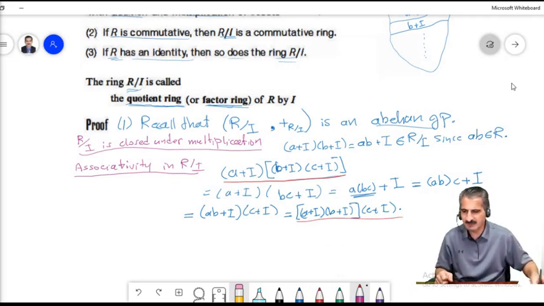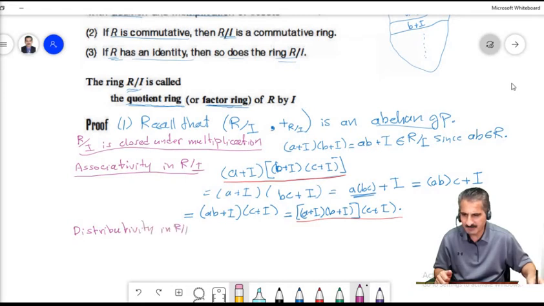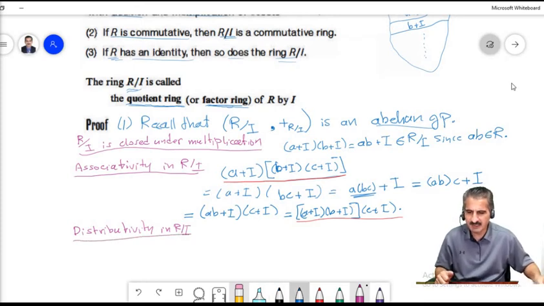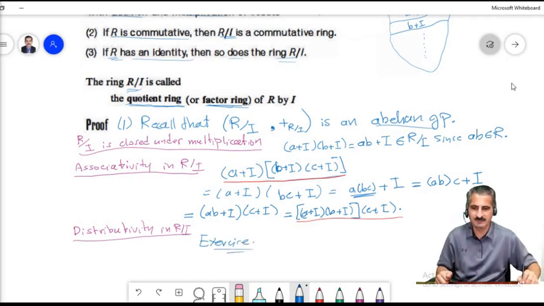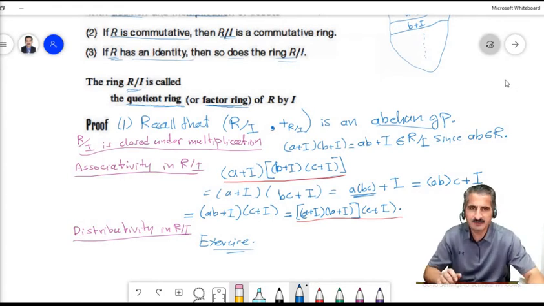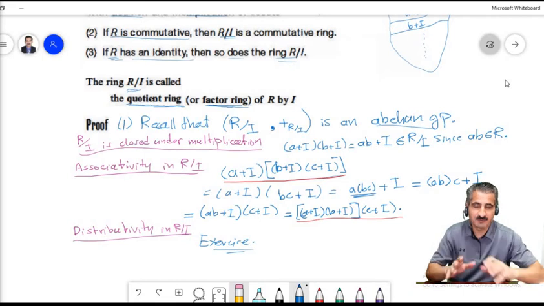Now what else we have? Distributive law. Distributivity in R over I. Okay, distributivity, I will leave this for you to do as an exercise, and you must do it. So having all that will give us R over I is a ring. The set of cosets satisfies all the axioms of a ring.